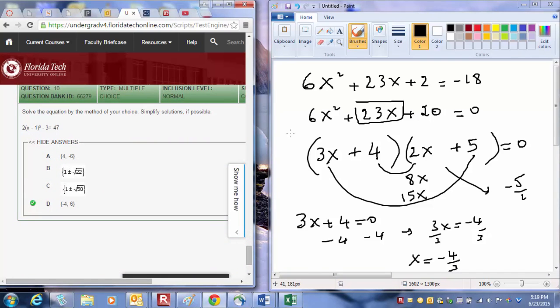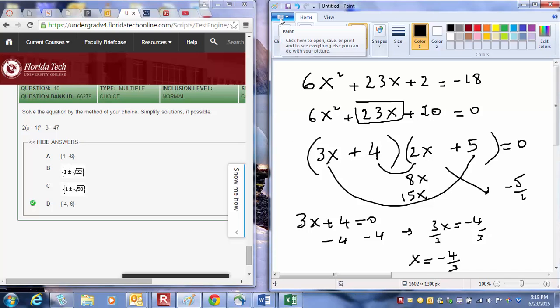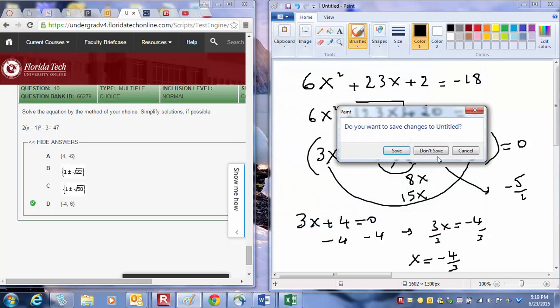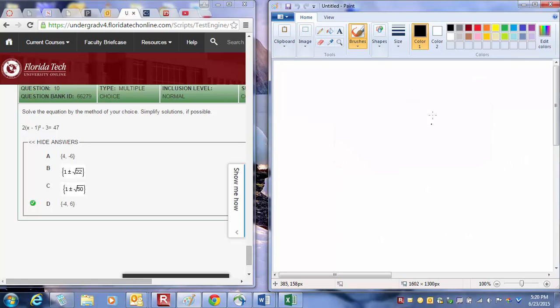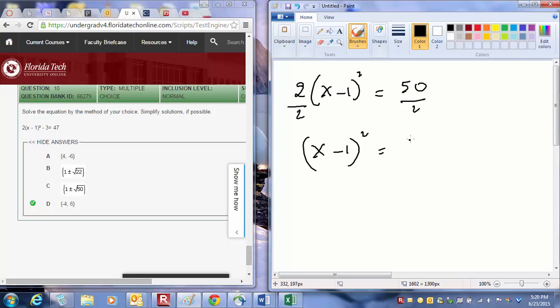On number 10, we have to solve also using any method, and the best way to solve this problem is to use the square root property method. And let me show you how to do this. 2 times x minus 1 quantity squared. You can add 3 to both sides, and this will give you 50. If you divide both sides by 2 to simplify, you get x minus 1 quantity squared equals 25. You do the square root on both sides, and make sure you don't forget the plus or minus.